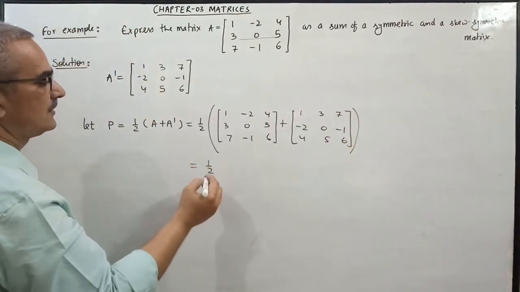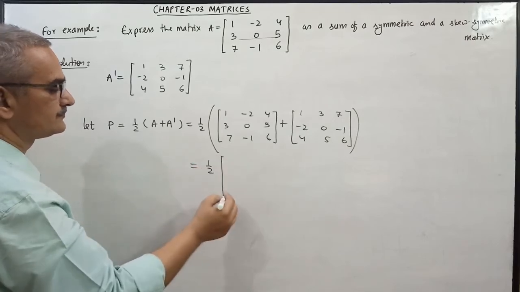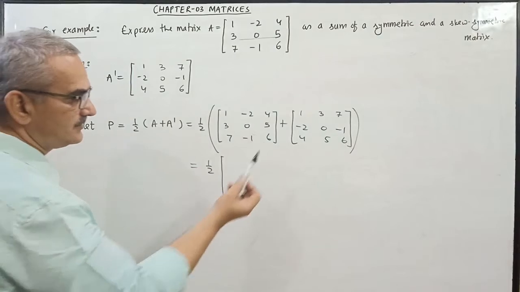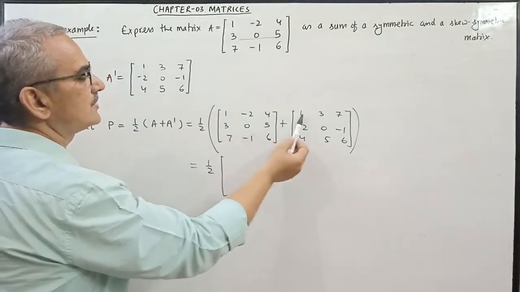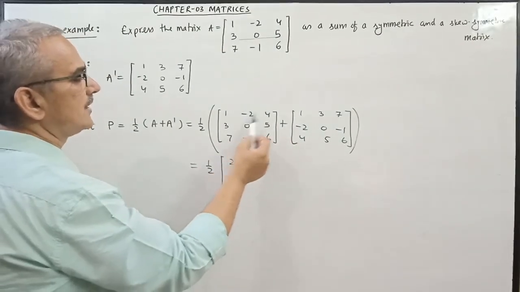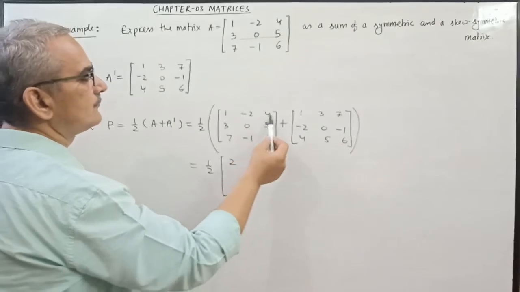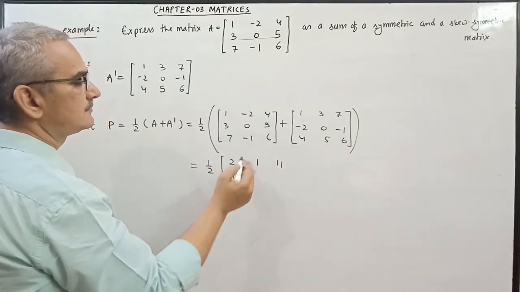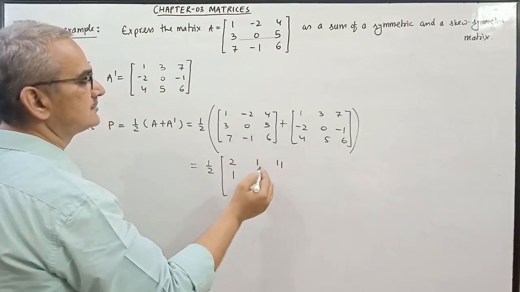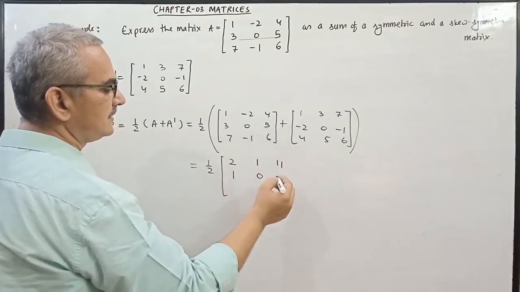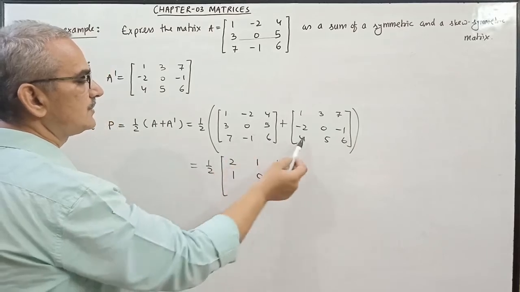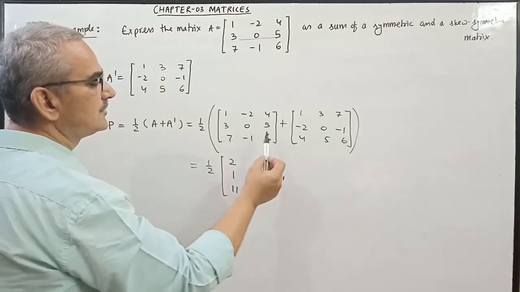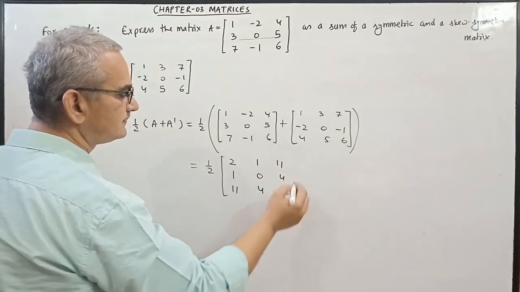Now let's add them. So what will we get? Half of the sum. The orders of these two matrices are the same, so we can add their corresponding elements. 1 plus 1 is 2. Minus 2 plus 3 is 1. 4 plus 7 is 11. 3 minus 2 is 1. 0 plus 0 is 0. 5 minus 1 is 4. 7 plus 4 is 11. Minus 1 plus 5 is 4. 6 plus 6 is 12.